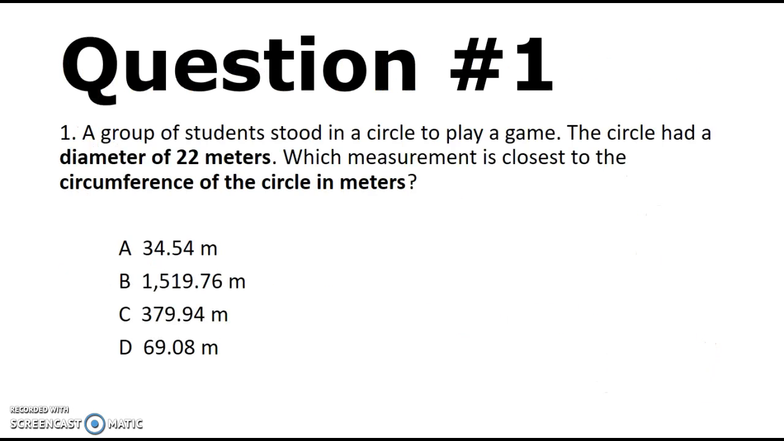Question number 1. A group of students stood in a circle to play a game. The circle had a diameter of 22 meters. Which measurement is closest to the circumference of the circle in meters? A. 34.54 meters. B. 1,519.76 meters. C. 379.94 meters. Or D. 69.08 meters.